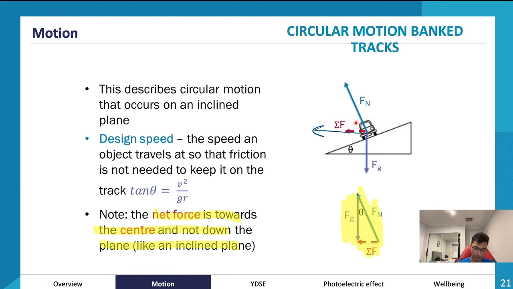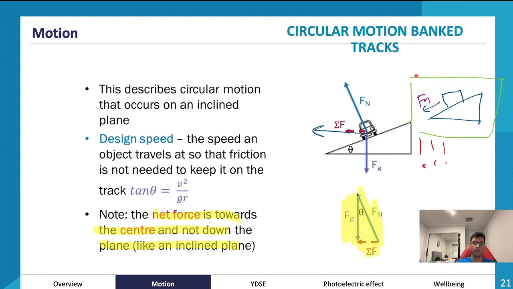The difference is, in the case of an inclined plane, where we have some box that is sliding down, the net force is downwards in this direction. But in a circular motion sense, or in a banked angle sense, the net force is parallel to the ground. For inclined planes, it is straight down the slope. These are the two things you have to differentiate between, making sure you don't mix up the two scenarios.